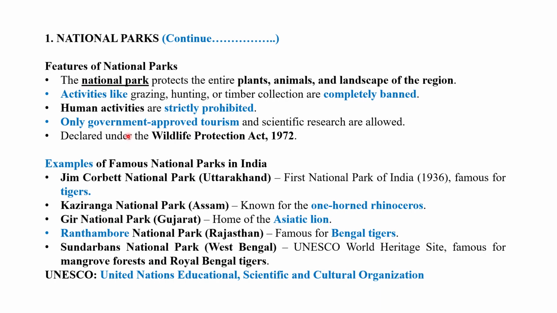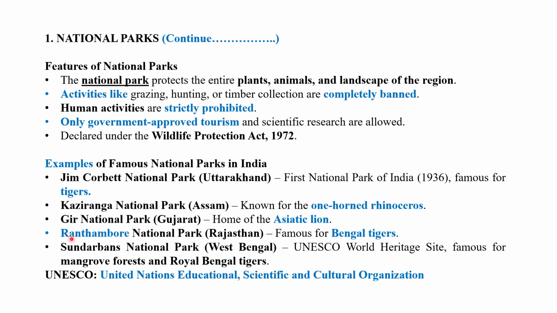So what are the examples of national parks and where are they located? We can see some examples of famous national parks in our country. In India, Jim Corbett National Park is in Uttarakhand. It is the first national park of India, established in 1936, and famous for tigers. Kaziranga National Park is located in Assam, known for the one-horned rhinoceros. Gir National Park in Gujarat is home to the Asiatic lion.